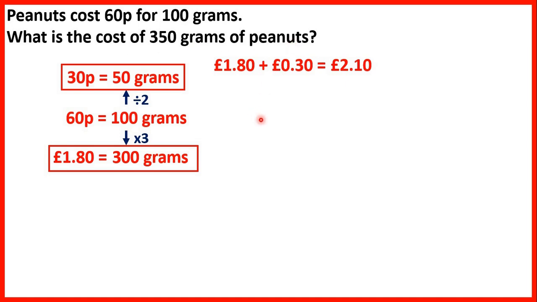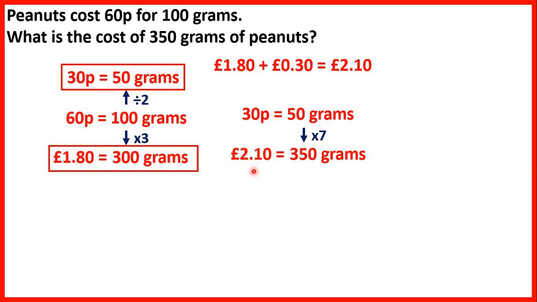The other way to solve this is to first divide 100 grams by 2 to work out that 30 pence is 50 grams, and if we know that, we can then work out 350 grams, because 50 times 7 is 350. So we can work out that 30 pence times 7 is 210 pence, or £2.10.